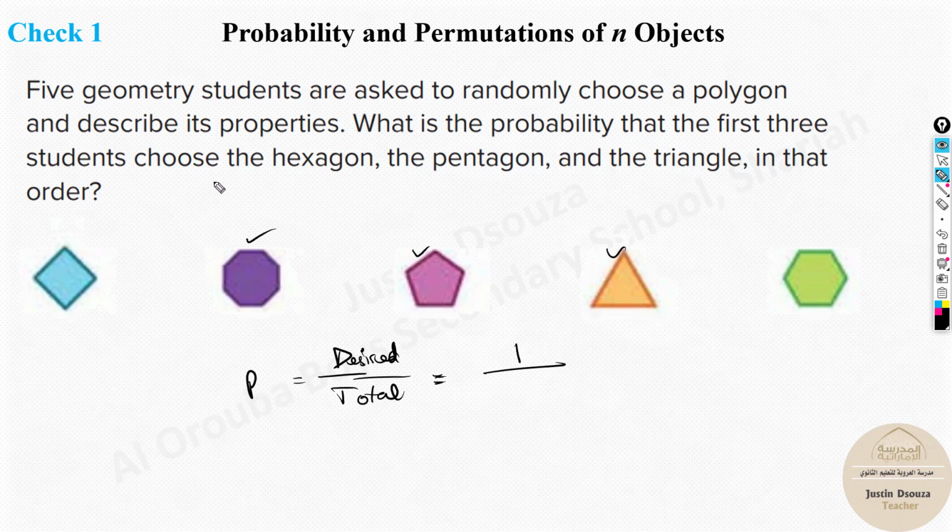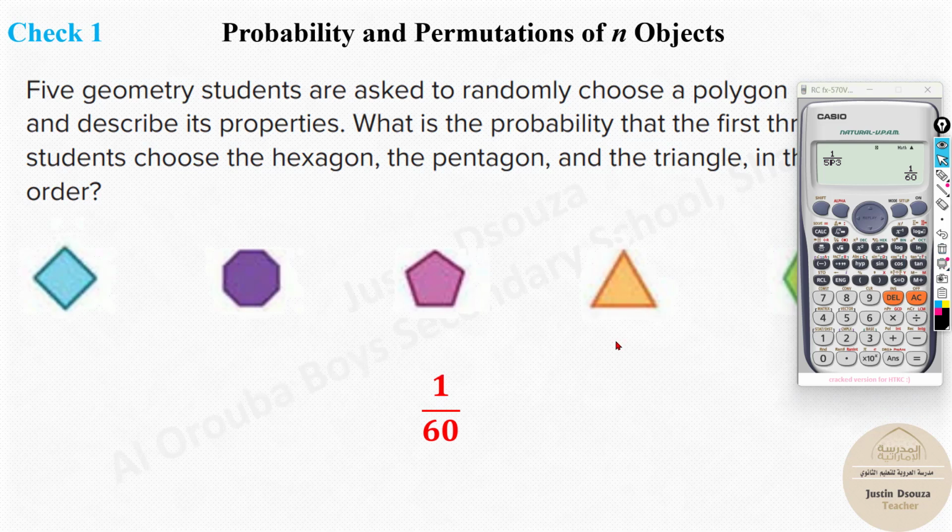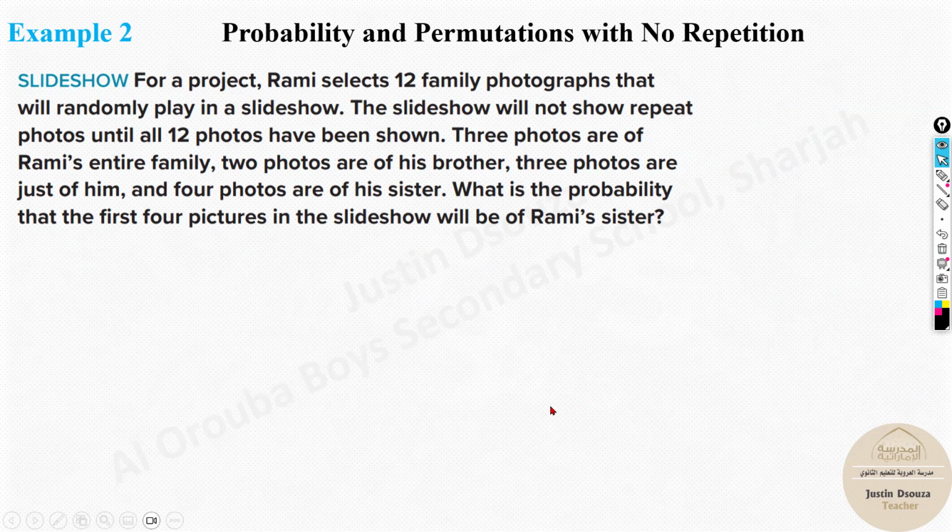Now, there are five geometric figures, right? n is 5, and r is the selection. How much is the selection that's made? 1, 2, 3. So it's 5P3. You just put this in the calculator. I'll use the same one, just change r to 3 and n to 5 here. The answer must be 1 by 60, and that's it. So this is how we can easily solve it.